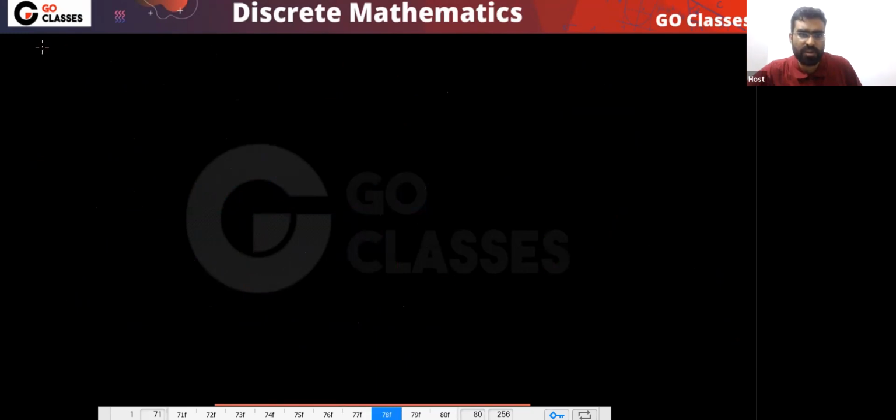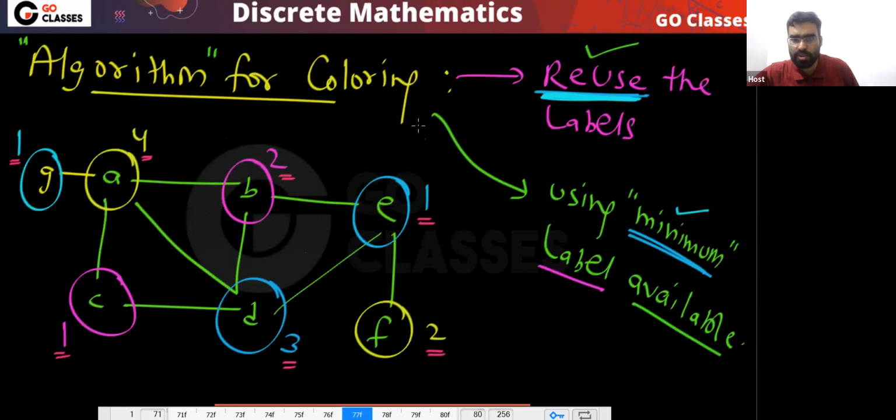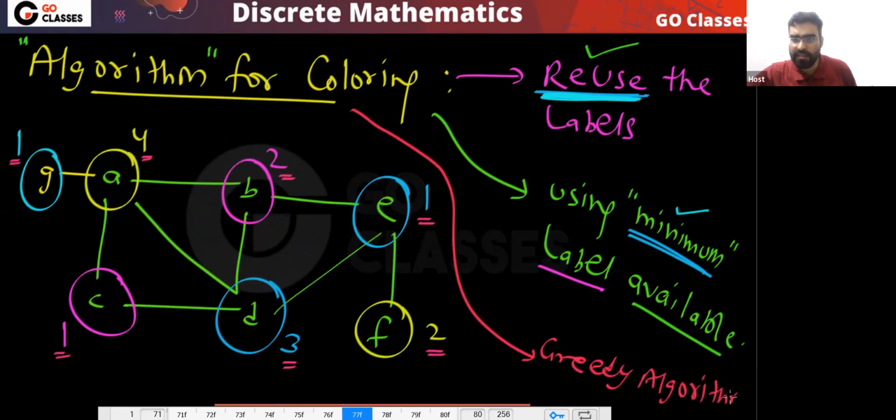So what is this greedy algorithm? This is your greedy algorithm. Why do we call it greedy? Because you are greedy about the minimum color. Like you are very greedy, very lalchi. Basically, you don't want to spend your money.